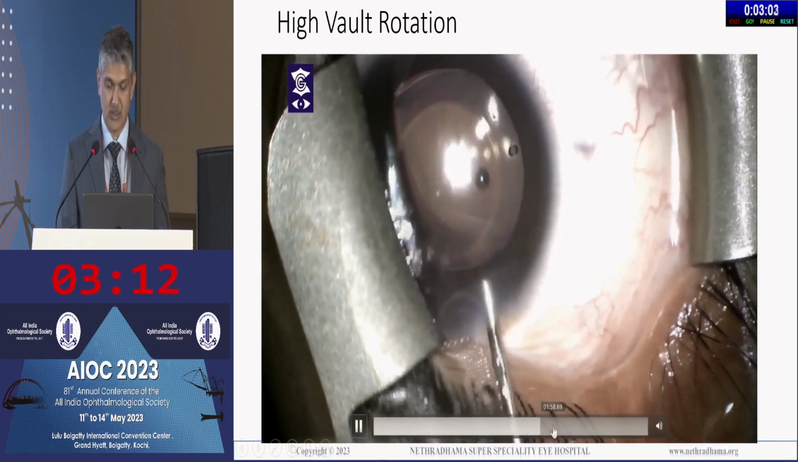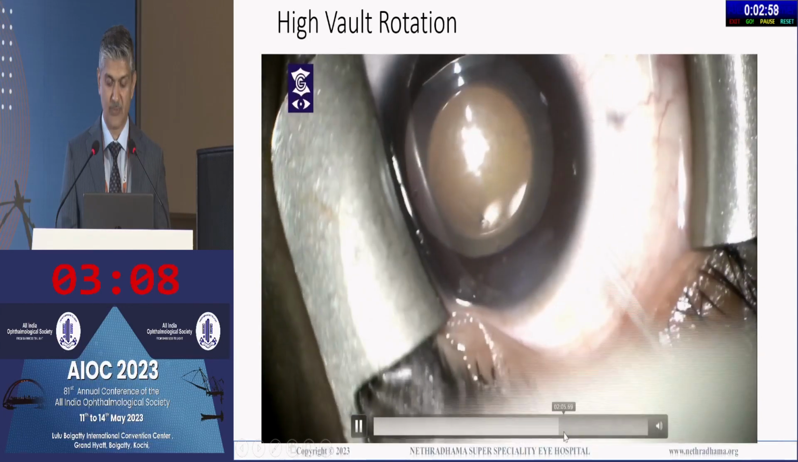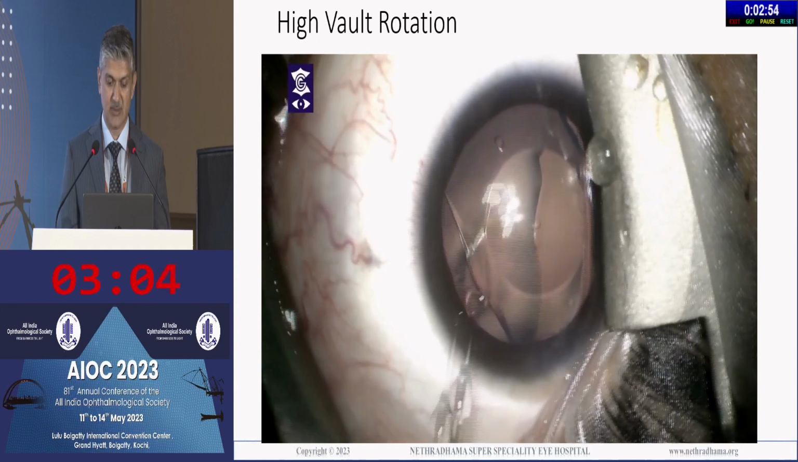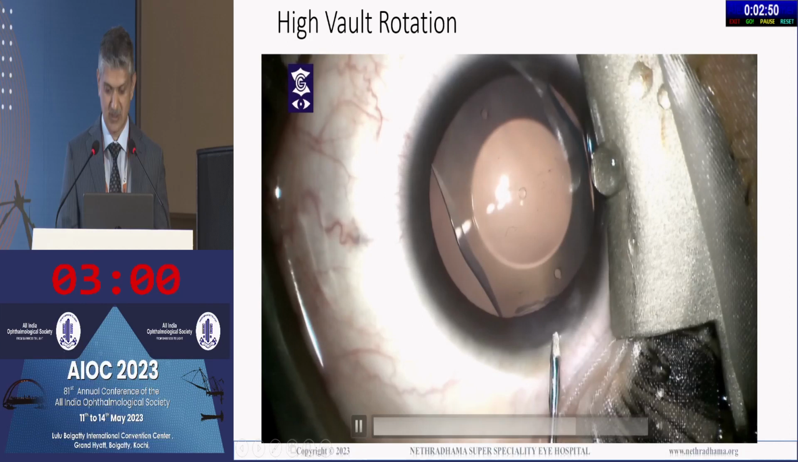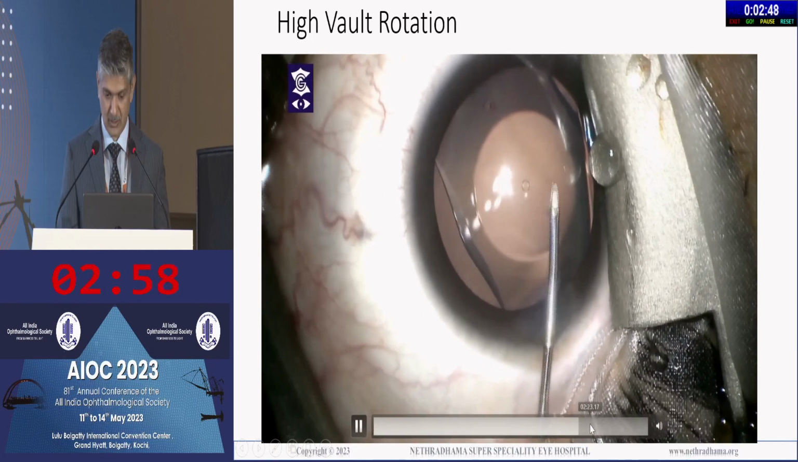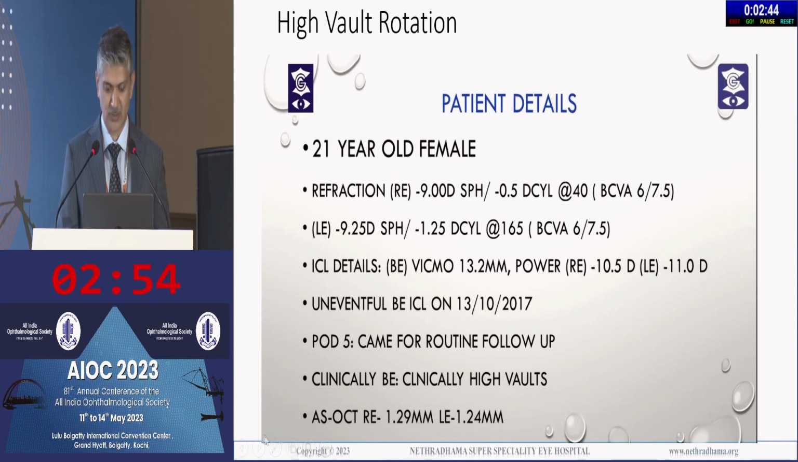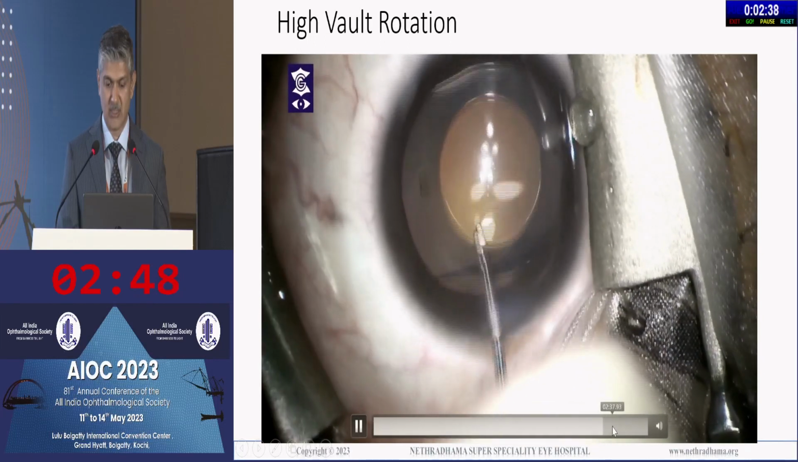So a similar thing was done for the left eye. So this is the left eye where again I put in viscoelastic. And then rotate the lens vertically.